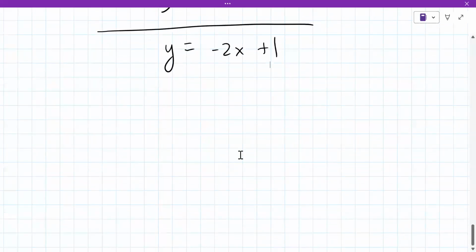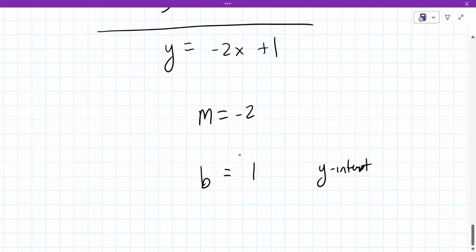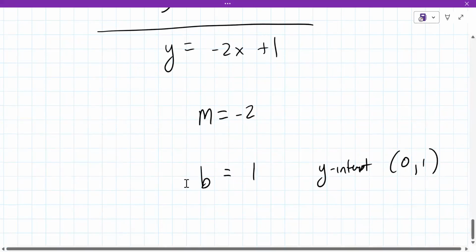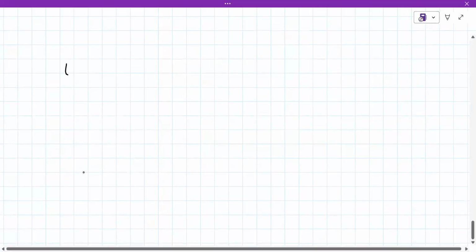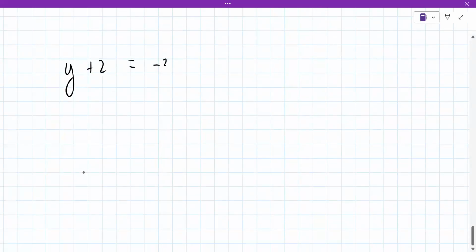Now this is going in the way back time machine, but what's the slope? What's the b value? The slope is -2 and the b value is 1, and that's the y-intercept. Yeah, that corresponds to 0, 1. Good. Any questions on that? No. Okay, let me try one more here. So let's say it's y plus 2 equals -3 times x minus 1. I want you to solve for y, please. Okay.